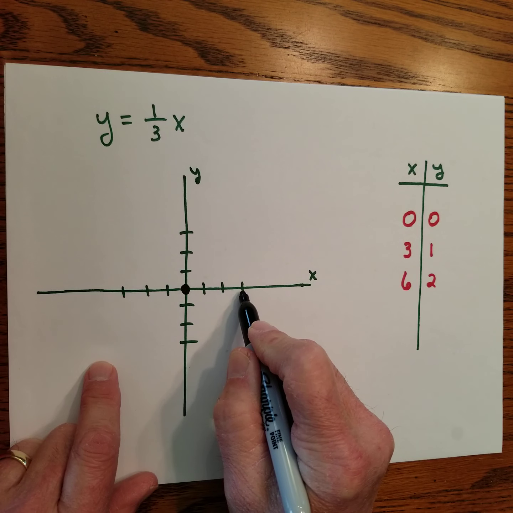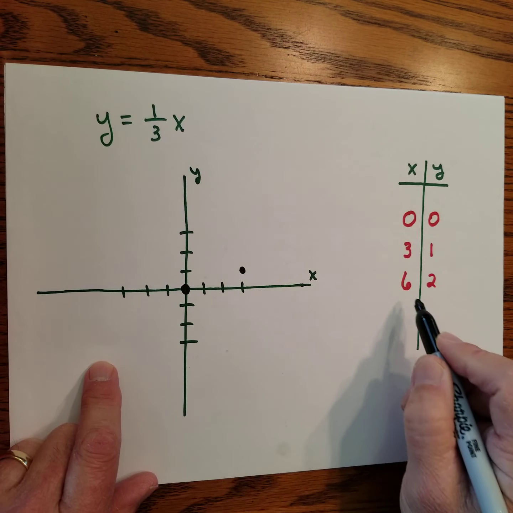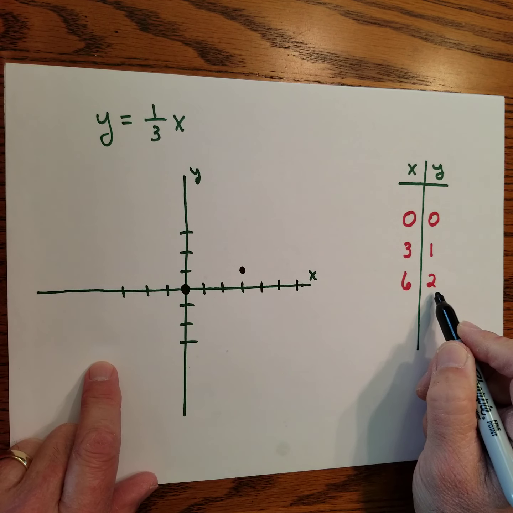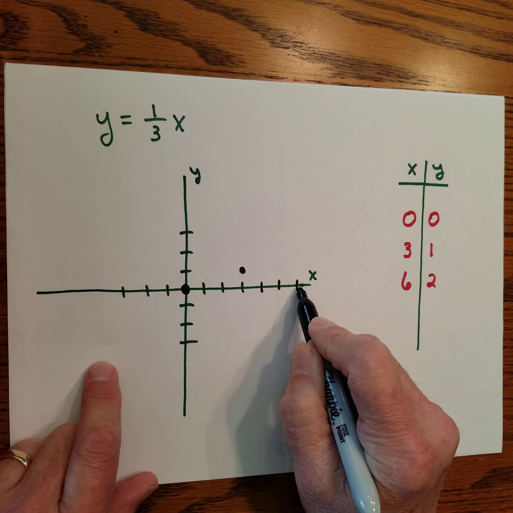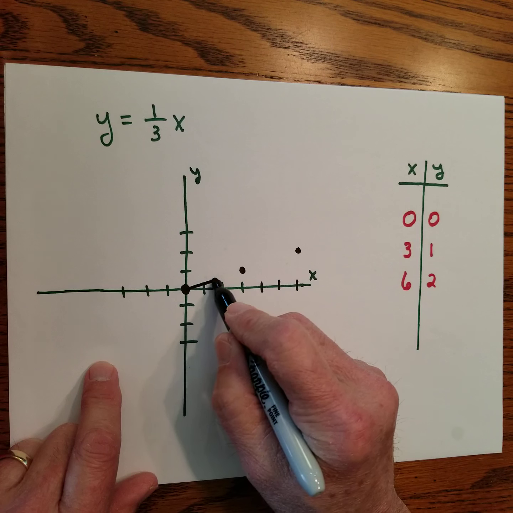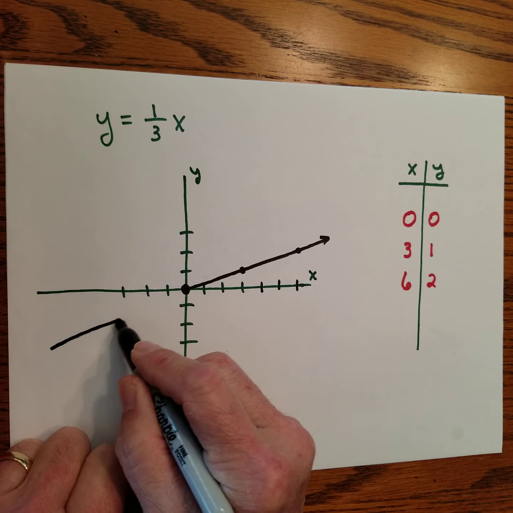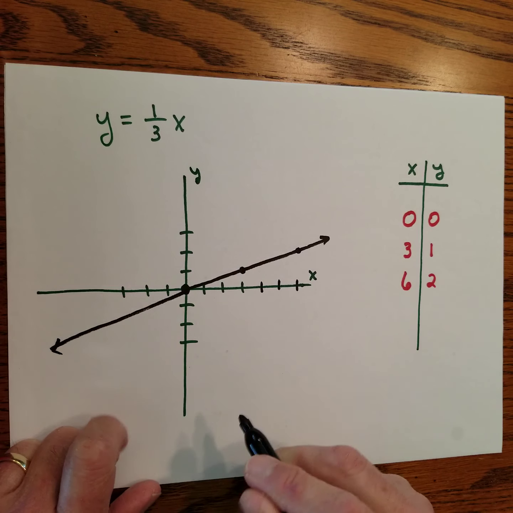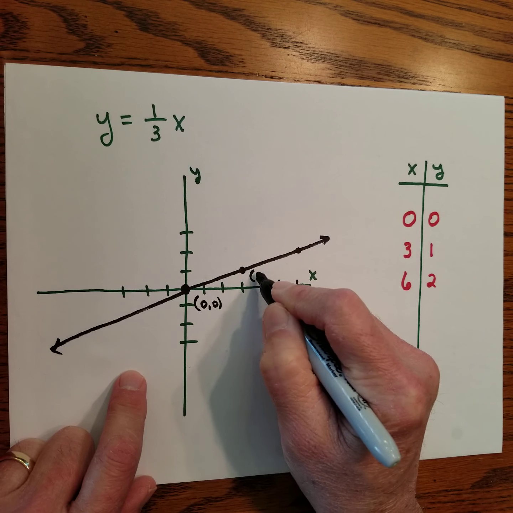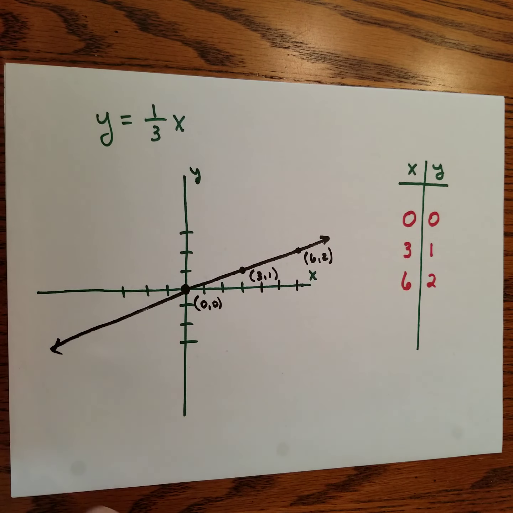X is 3, that's 3 to the right. Y is 1, that's 1 up. When x is 6, y is 2. That's 6 right and 2 up. Those 3 points still line up very nicely. For full credit, we'll label each point.